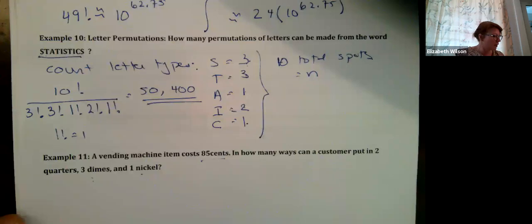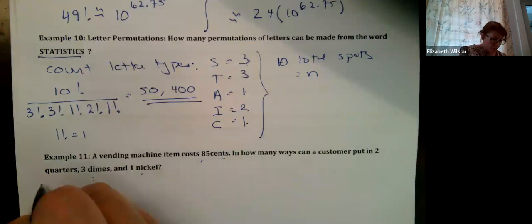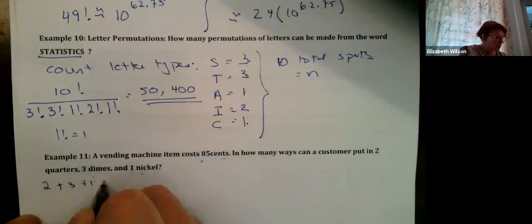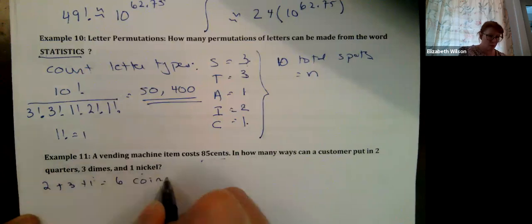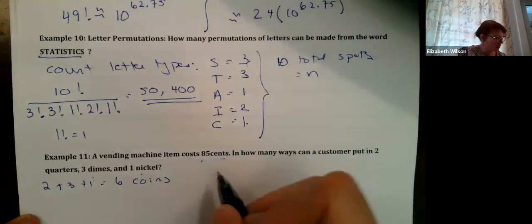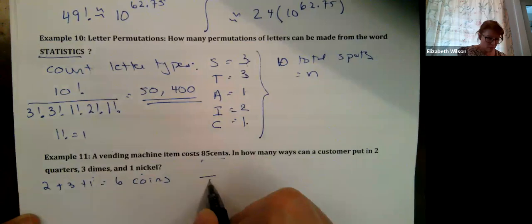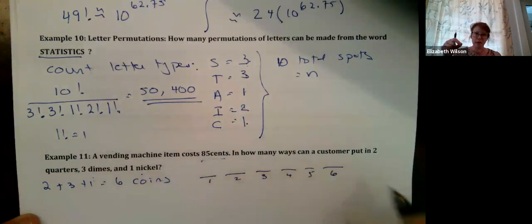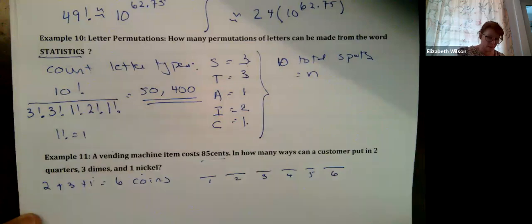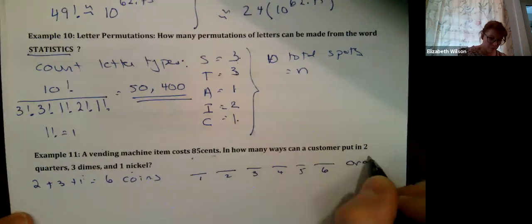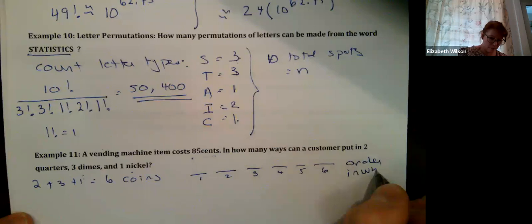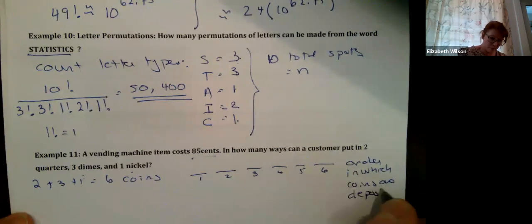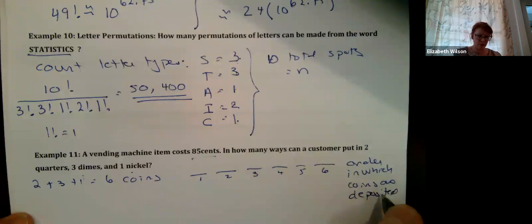So let's think about what we have. I have 2 plus 3 plus 1. It's going to give me 6 coins total, which means I've got 6 spots. 1, 2, 3, 4, 5, 6. So you can think about that as the order that I'm putting things in. The coins are deposited. Okay, so I've got these plugging it in this way.